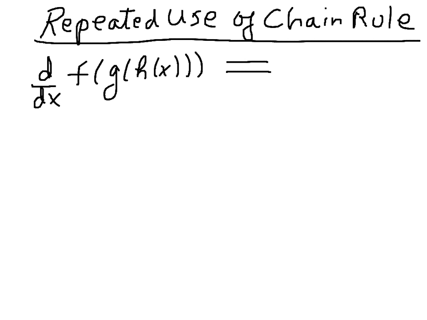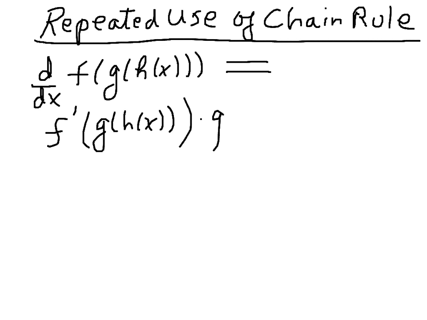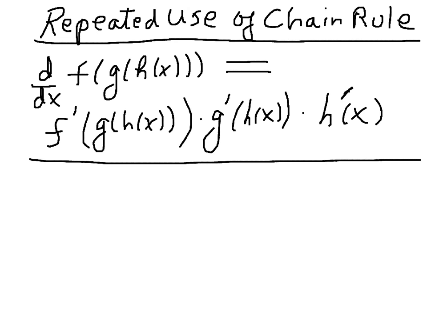We work outside in. We take the derivative of f and leave everything else alone. Then we take the derivative of g, leave everything else alone, and finally we take the derivative of h. And so what it looks like is this. The derivative of f, this stays the same, times the derivative of g, h of x remains alone, and then finally we take the derivative of h of x. So it looks a lot like the chain rule with just two functions. So let's see if we can look at an example.